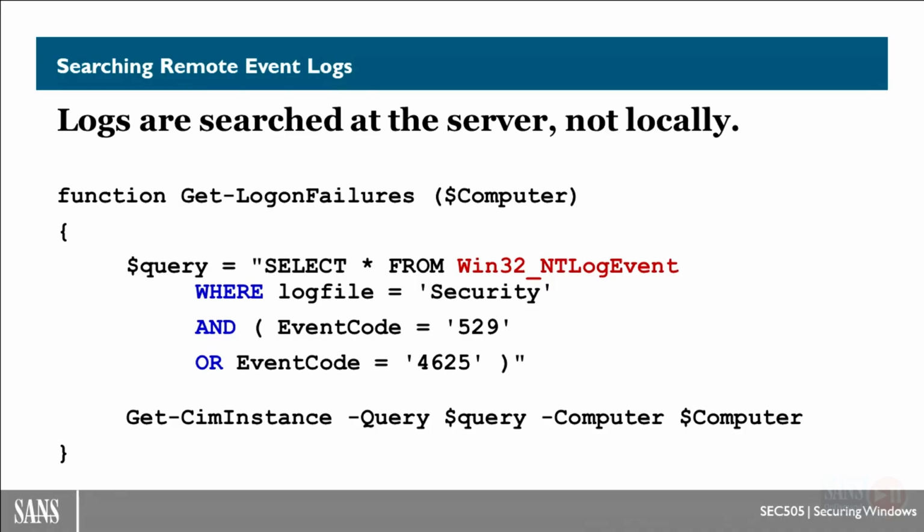The output of that query is a stream of objects that represent event log messages. These are event log objects. And event log objects will have properties like the name of the machine, the name of the log, the event ID number, date and time, and so on.